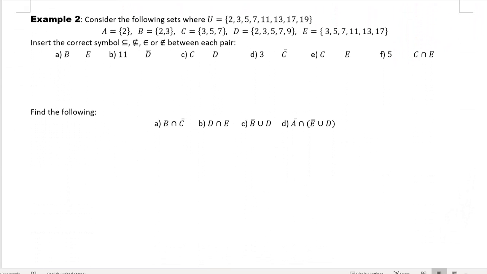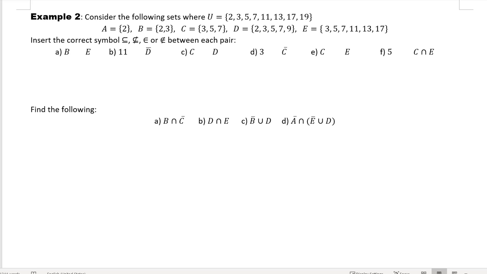Let's look at some examples. Example 2. Consider the following set where U equals the set {2, 3, 5, 7, 11, 13, 17, 19}. Oh, I think I missed a 9 here, so let me add the 9 here.